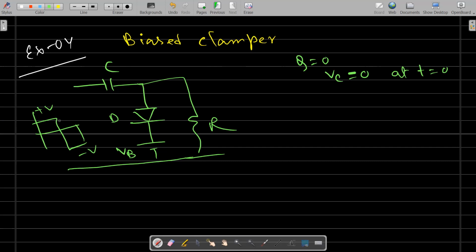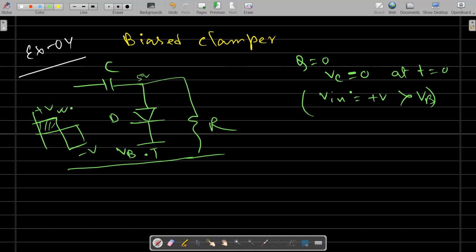And one thing you need to follow: the voltage you are applying, V in, during the positive cycle, the plus V, so V in equal to plus V, should be greater than VB. Otherwise the diode will not be on. Suppose you are applying a voltage of 5 volt and VB is 10 volts, so of course the diode will not be on. So this peak voltage should be greater than VB. Let's remember that part.